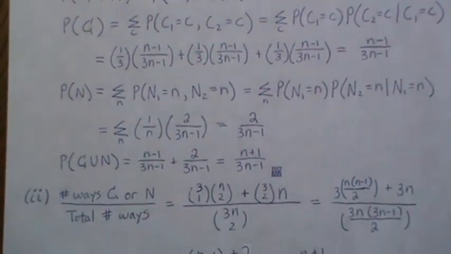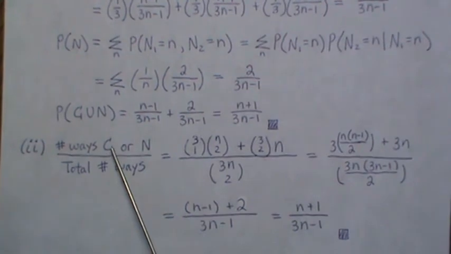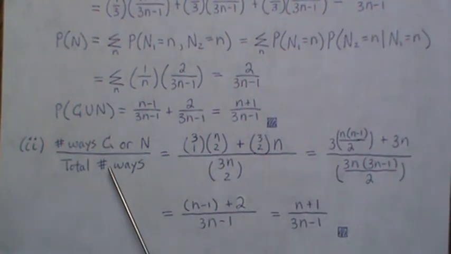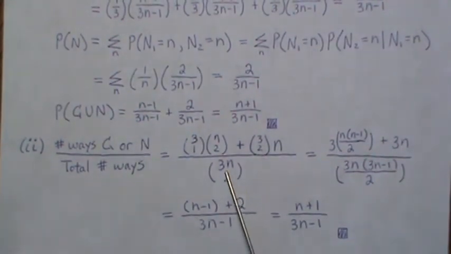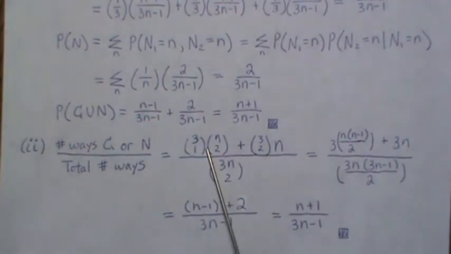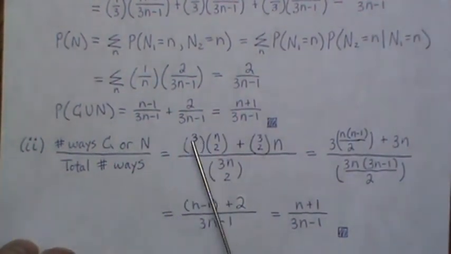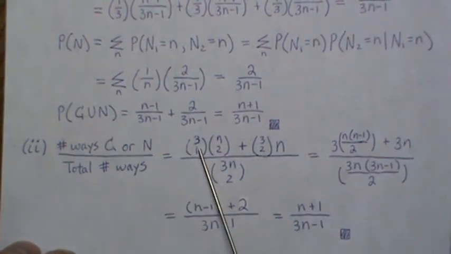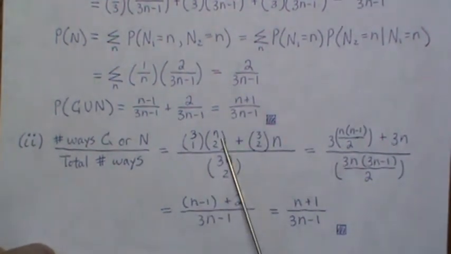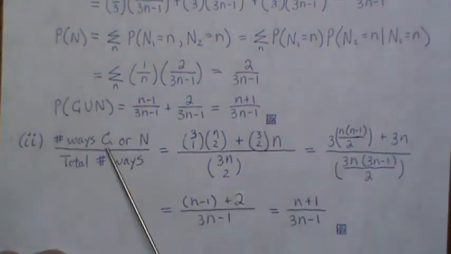Now, the second way to solve this is this. It's the number of ways that we can have the same color or the same number over the total number of ways to draw 2 balls. Well, the total number of ways to draw 2 balls is 3N choose 2. And here, you can think of it, so the number of ways to have the same color is, there's 3 colors, we want to randomly pick one. That's what this represents. And then once we pick that color, there's N choose 2 different ways. So this is the number of ways to have the same color.